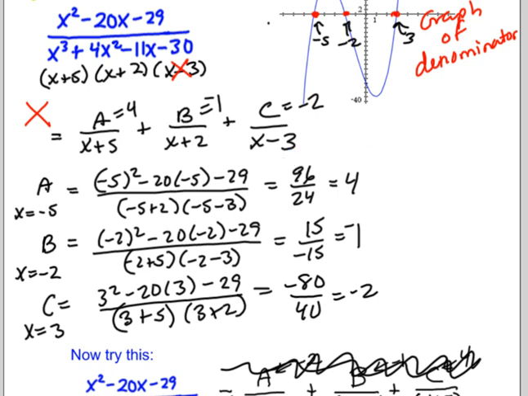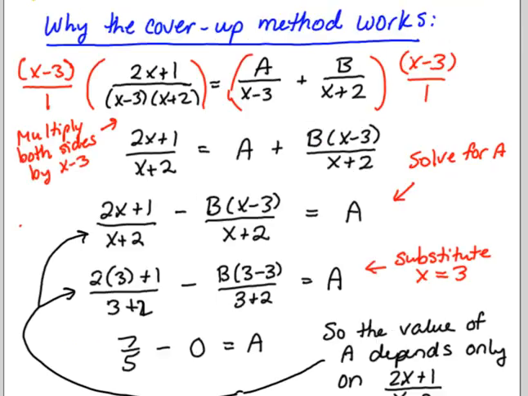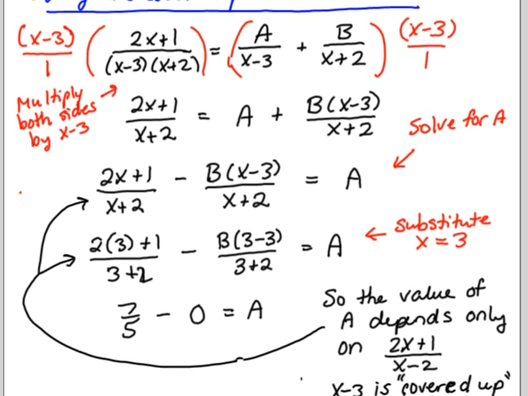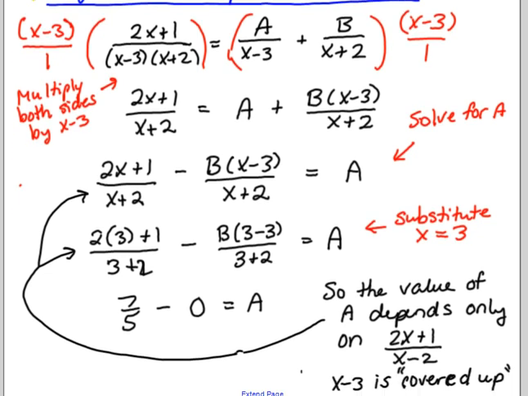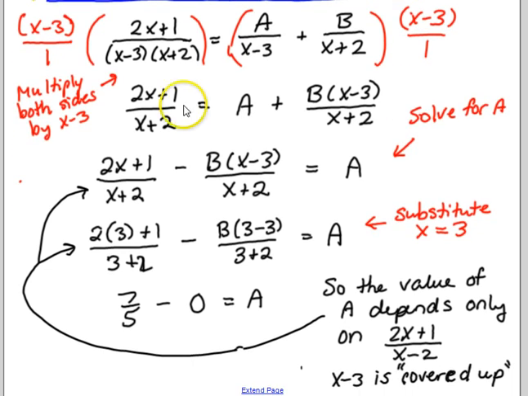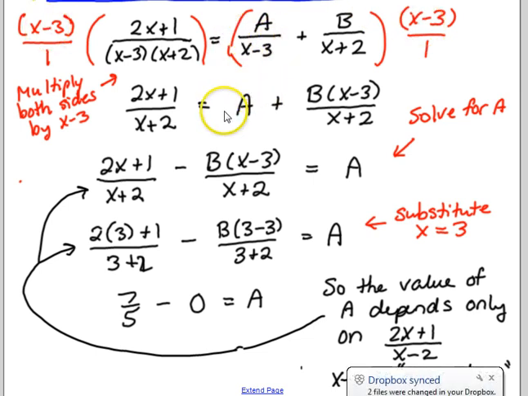Now this last slide is an explanation of why the cover-up method works. I'm just going to let you look at this right here. I'll talk about it just a brief bit, and you can look at it in the printed notes online if you need to convince yourself that this does work. But if I were trying to solve for A, for example, it would be helpful to multiply both sides of the equation by x minus 3 so that I would eliminate the denominator and get A by itself.